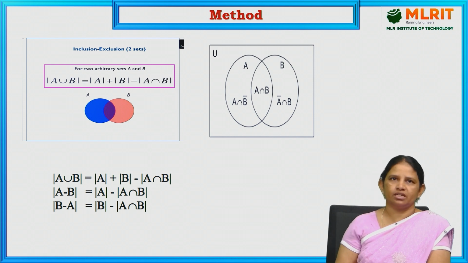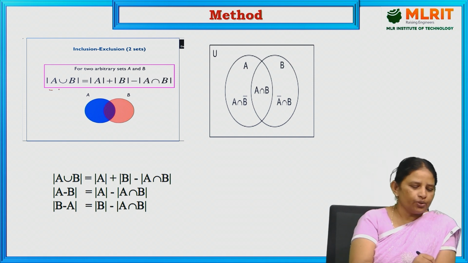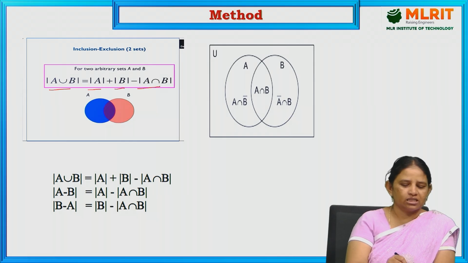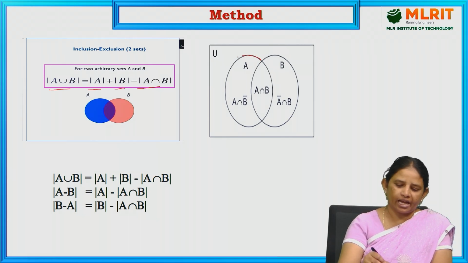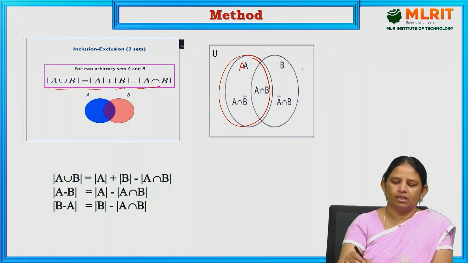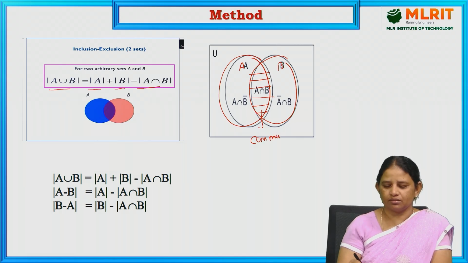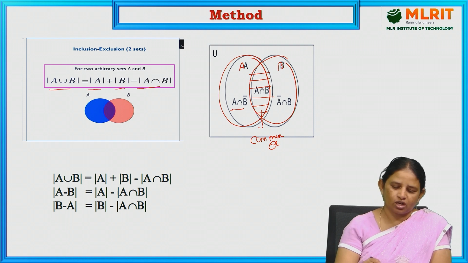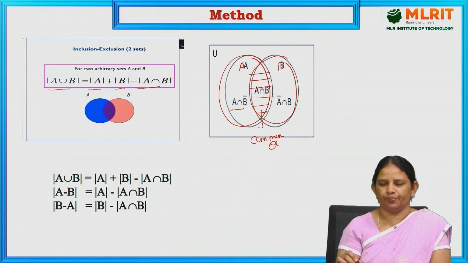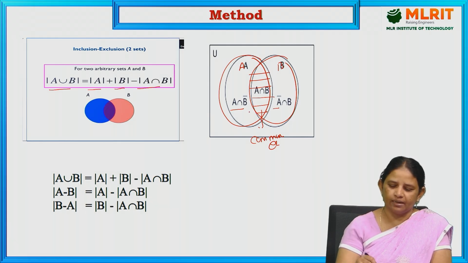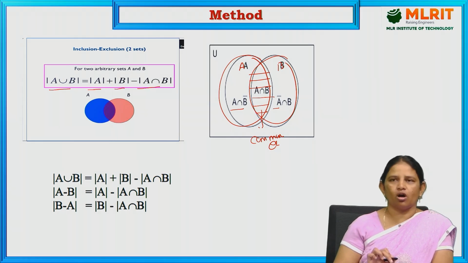Consider the diagrammatic representation of inclusion exclusion. Mod A union B equals mod A plus mod B minus mod A intersection B. This entire part is called A. This entire part is called B. This part consists of the elements which are present in set A as well as set B. That means there are common elements, A intersection B. A minus B means elements which are present in set A but not in set B. A bar intersection B means the set of elements which are present in set B, not in set A. So those are the formulas we need to remember.